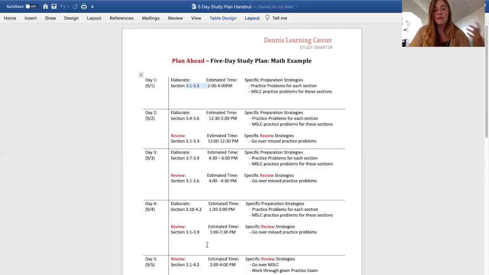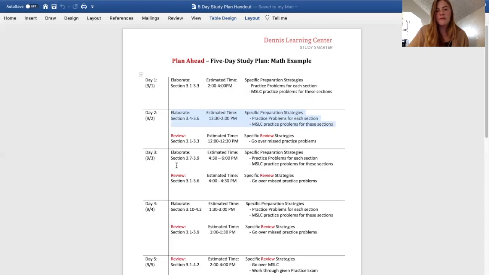Again, they had their estimated time. On September 1st from 2 to 4 p.m., they're going to be studying. And they had their specific preparation strategies. The examples here would be doing practice problems for each section, maybe from the textbook or from online resources such as the MSLC, or doing old homework assignments. So they identified specifically what preparation strategies they'll be doing. They continue to follow the same structure of elaborate, estimated time, and specific preparation strategies for each day, all the way up until their final review day on the last day.